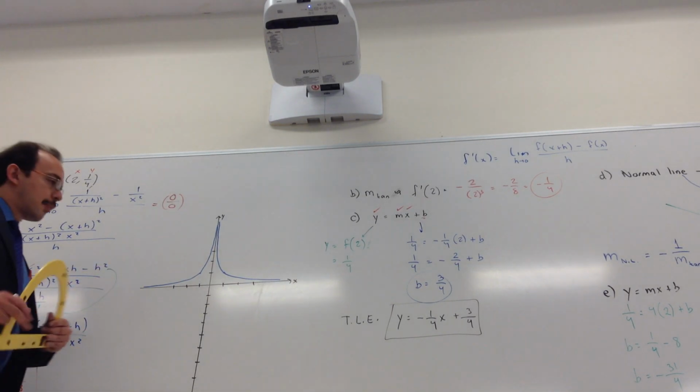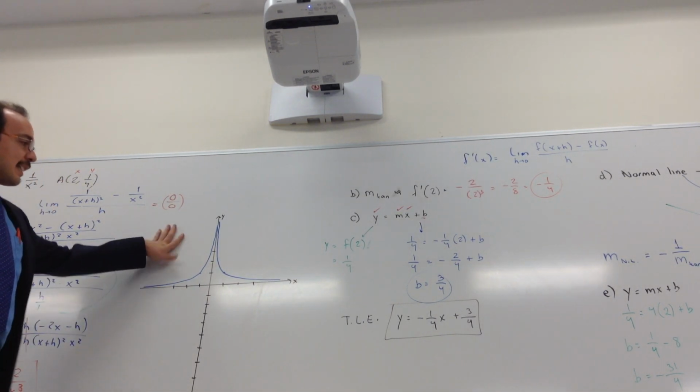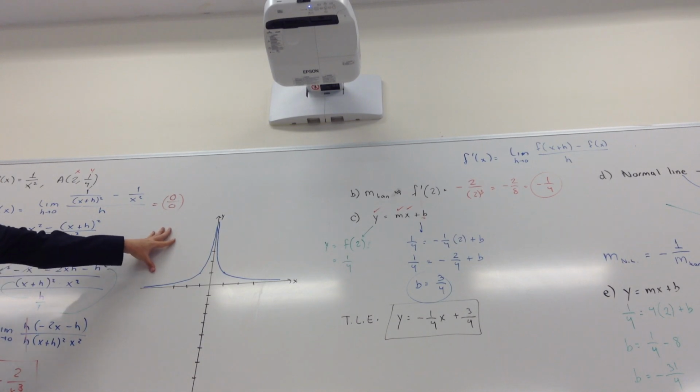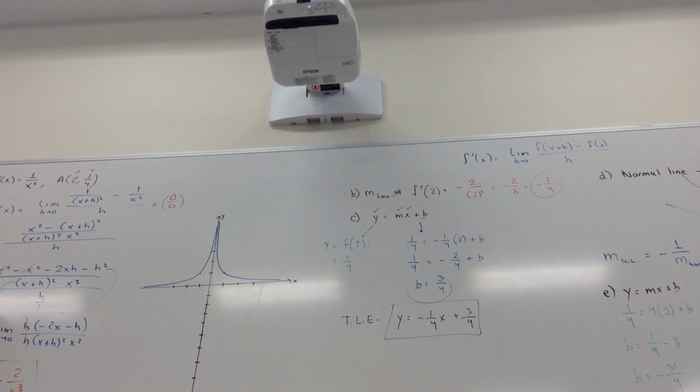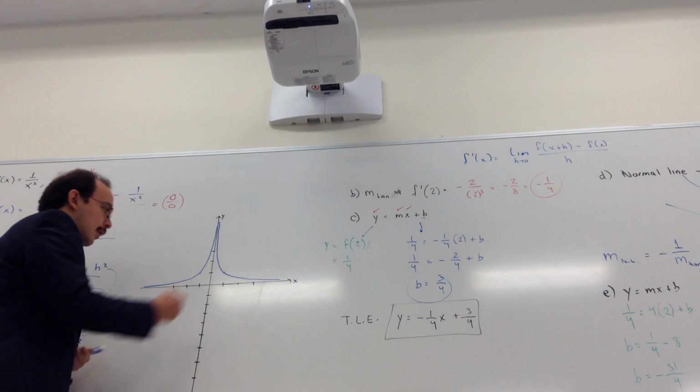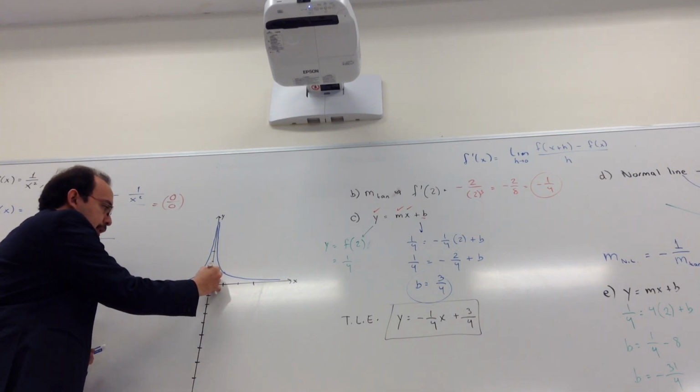Okay, let's continue, please. Fine. That's the function here. The tangent line equation says minus 1/4 x plus 3/4. How can I graph that? 3/4 would be the y-intercept, yeah? So 3/4 before the 1.